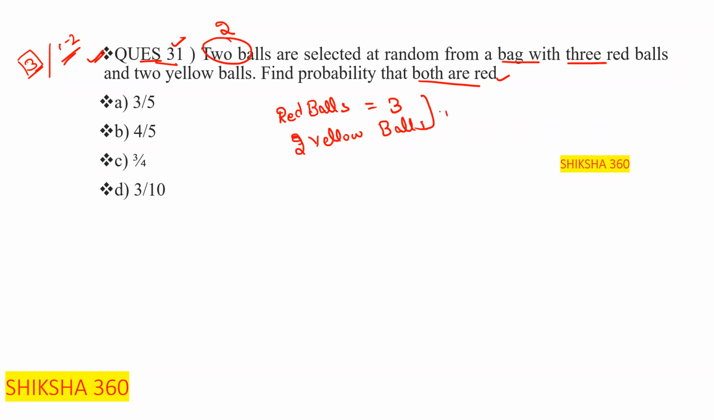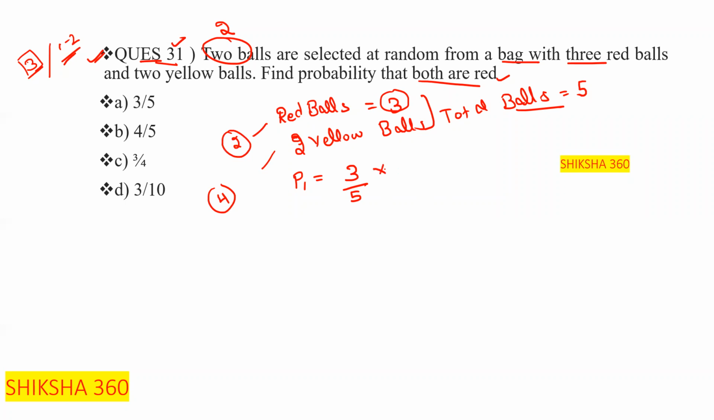Total how many balls do we have? Total balls we have 5. Both the balls are to be red. What is the probability that the first ball is red? Out of the total balls, we have to select 1 red ball out of 3, so 3 by 5. Now we have left total balls 4 and red balls 2. What is the probability that the second ball is also red? 2 red balls out of 4 balls, so 2 by 4. So 3 by 5 into 2 by 4.